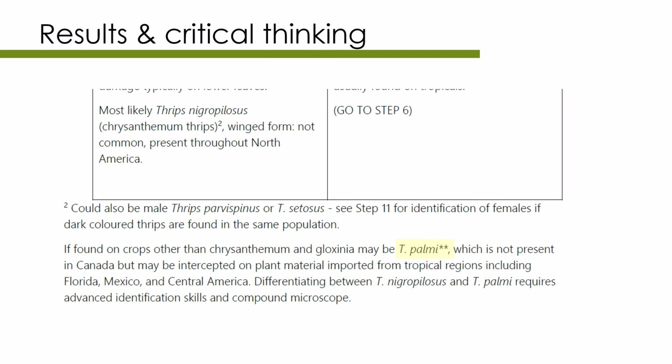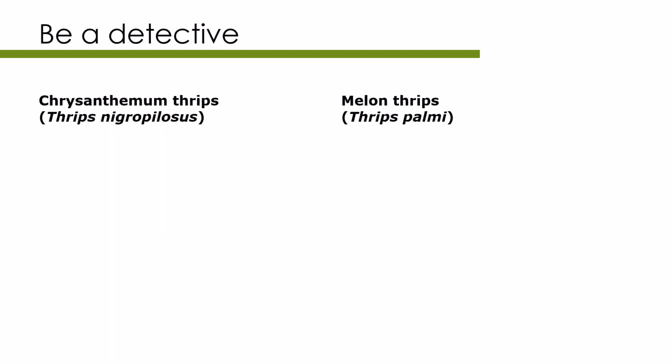Another similar-looking species is Thrips palmi, also known as melon thrips. And here is where understanding host ranges and geography is really helpful. Chrysanthemum thrips have a wingless form, whereas its lookalikes do not. So if you've found some wingless thrips amongst your sample, you can probably stop here.